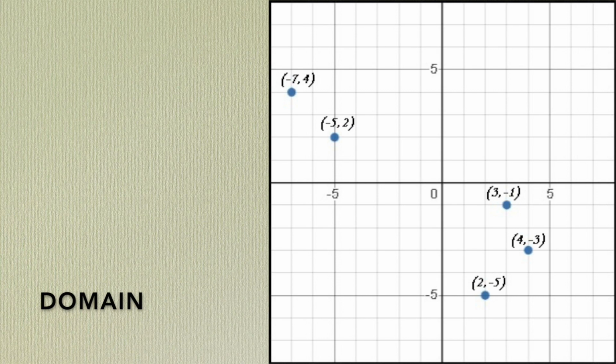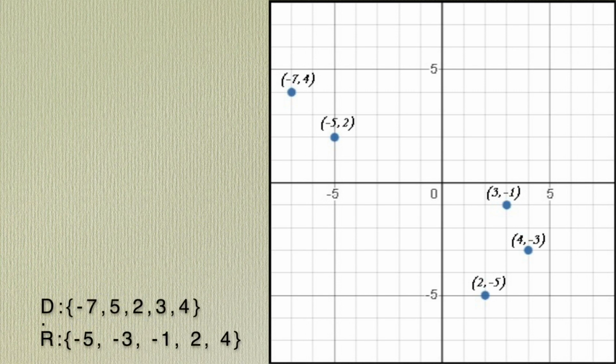So this is a discrete function, and the domain is -7, -5, 2, 3, and 4. Now the range is going to be the set that contains -5, -3, -1, 2, and 4. The domain is all my x values. The range is all my y values.